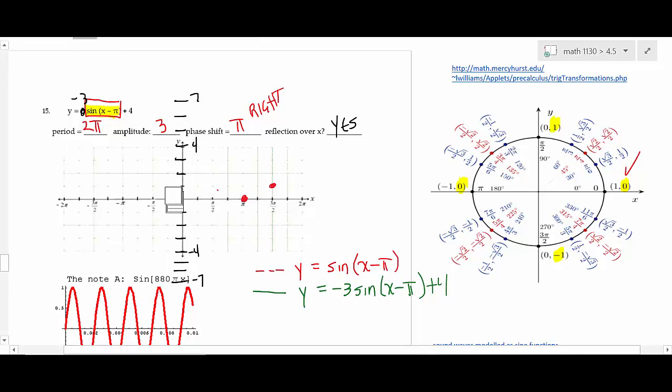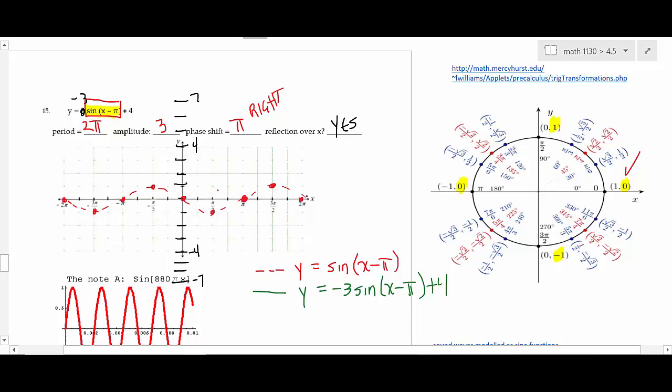Now I'm going to erase those 2 things, and then I'm just going to fill in the rest, because the rest of it's predictable. From here, it's going to go there, and then you're going to have a minimum there, and then just keep cycling through those same points over and over again until you run out of room. And then that will be the graph of sine of x minus pi. And that's through 2 periods. Now remember, when I'm talking about a period, I'm talking about 5 key points.